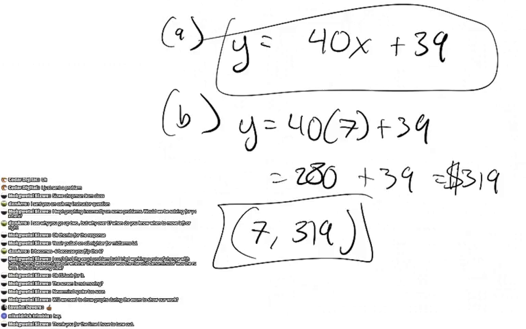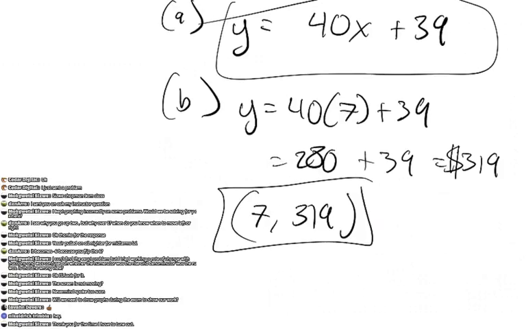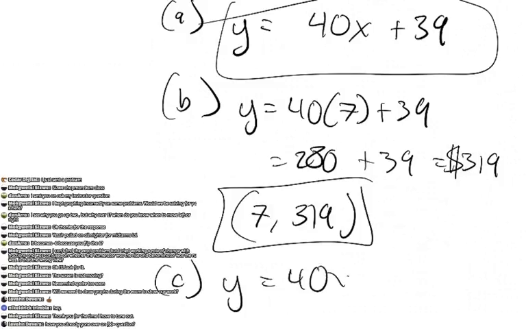Okay. So it says, over a 2-year contract, how much would this plan cost? Okay. So if it's been 2 years, we can use our formula. We have Y equals 40X plus 39, right? So each year is how many months? 12 months.